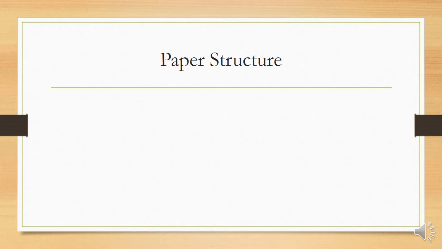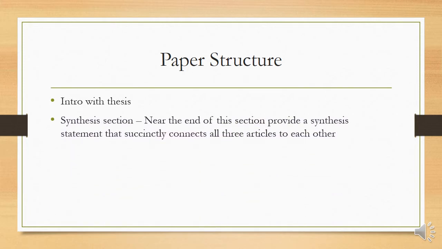I'm going to end by just kind of recapping the structure you can have to the first part of the paper. An intro with a thesis at the end of it, a synthesis section. Near the end of the synthesis section, provide a succinct statement, and that means just a short statement, or a synthesis statement that succinctly connects all three articles to each other. So you spend a couple paragraphs explaining the connections, but then, kind of like the conclusion to a paper, a shorter version of that real briefly states what they all have in common.